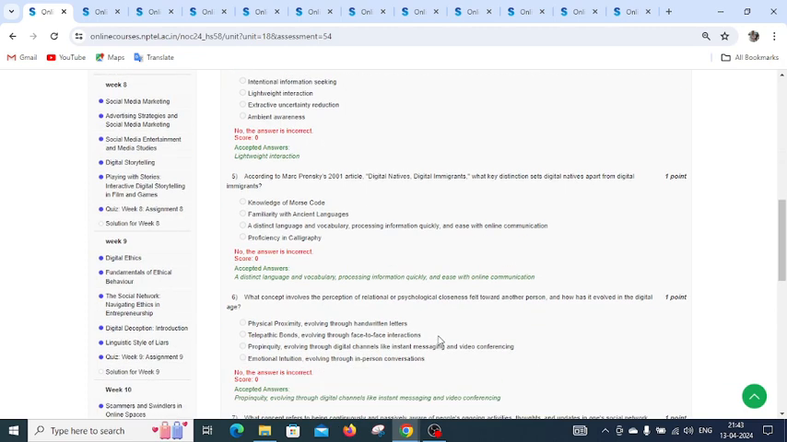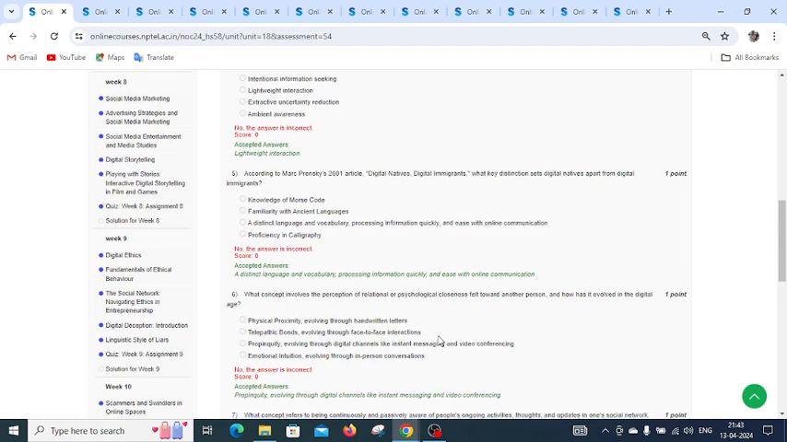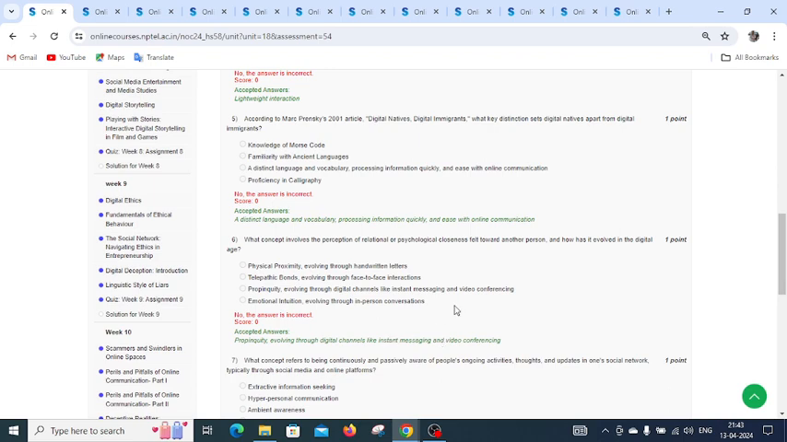Moving to question number 6, what concept involves the perception of relational or ecological closeness felt toward another person, and how has it evolved in the digital age? And the right answer is propinquity evolving through digital channels like instant messaging and video conferencing.